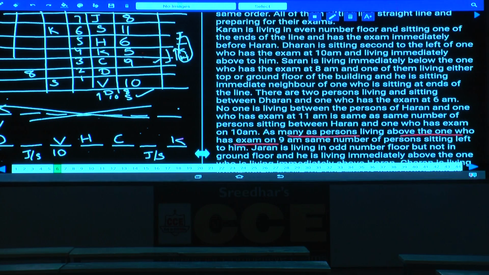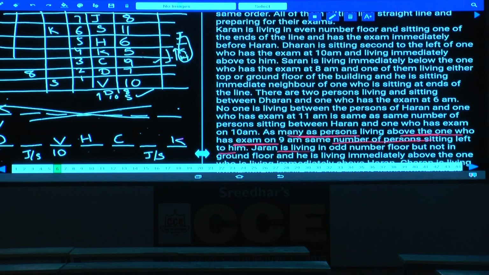C is having the exam at 9 o'clock. If C is having the exam at 9 o'clock, D will have the exam at 7 o'clock. That is left over. The number of persons living above this C, who has the exam at 9 o'clock, is the same as the number of persons sitting to the left of him. Now, sitting to the left of him, how many persons are there? 4 persons, and above this C there are 4 persons.